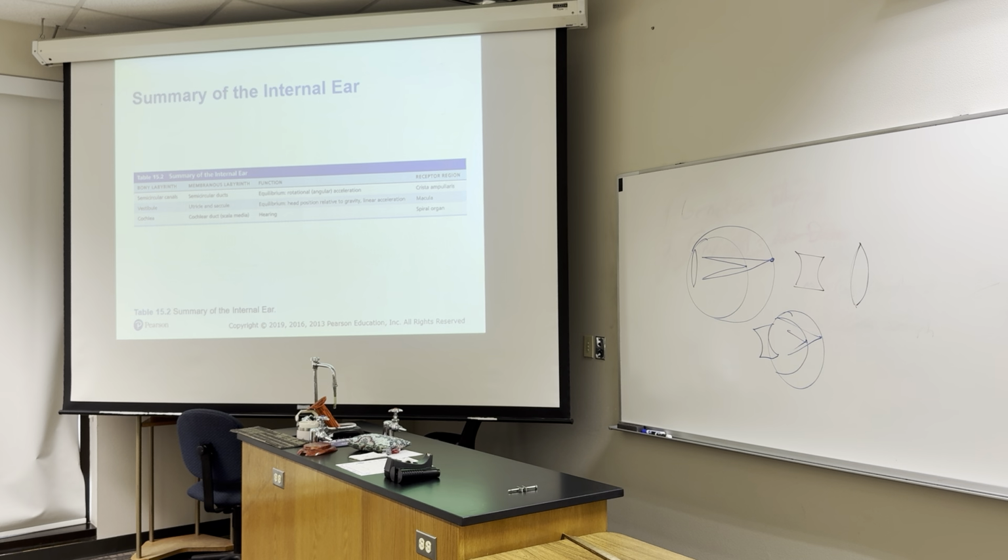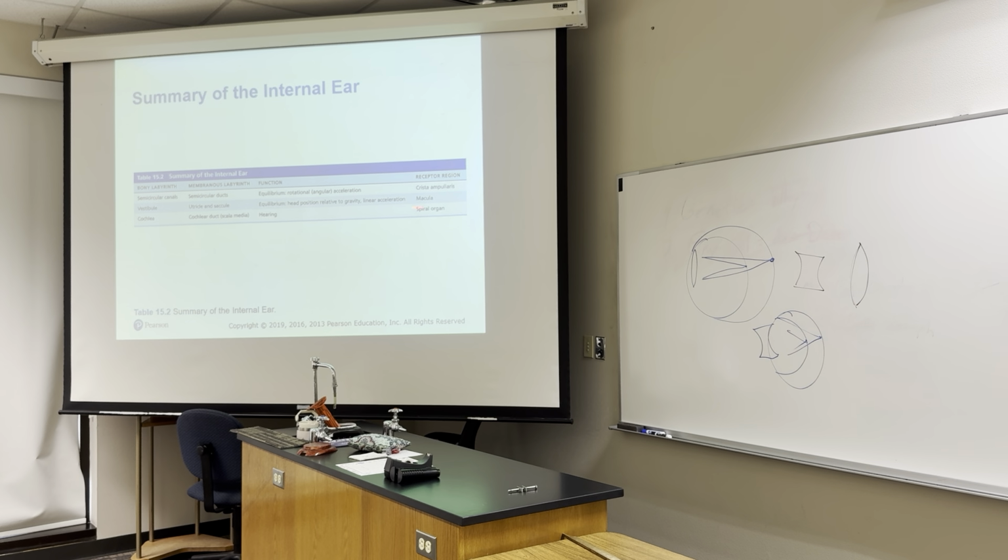So as you can see, we have three different types of receptor. You have the semicircular canal, with the crista ampullaris for equilibrium, which is rotational acceleration, and the vestibule, utricle and saccule, for equilibrium, head position relative to gravity.